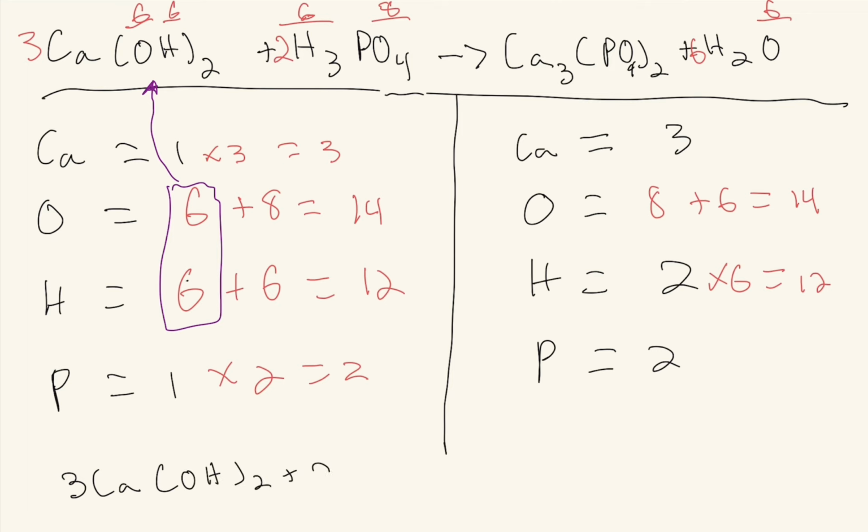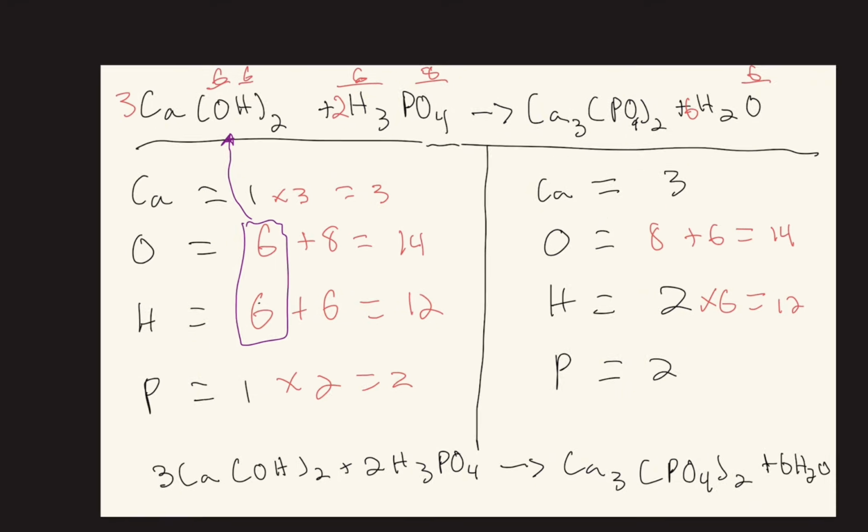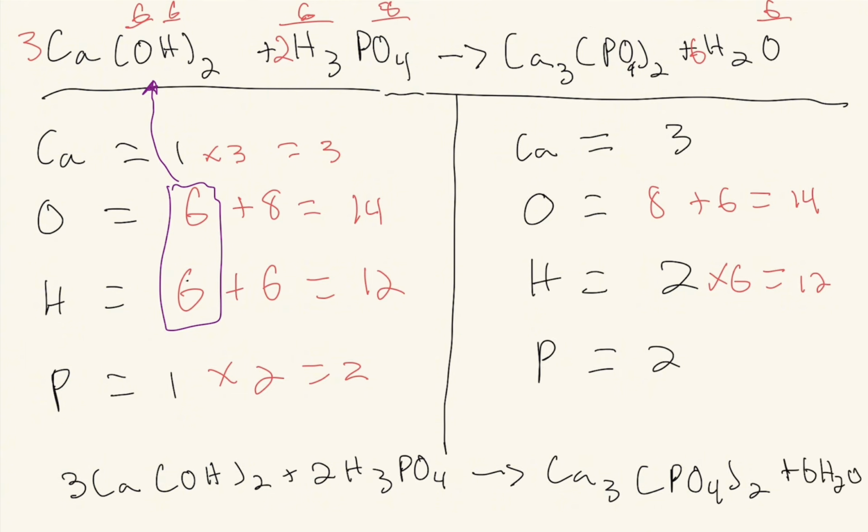And that'll actually give us the correct chemical equation, being 3Ca(OH)2 plus 2H3PO4, creating calcium Ca3(PO4)2 plus 6H2O. And that will be your balanced chemical reaction.